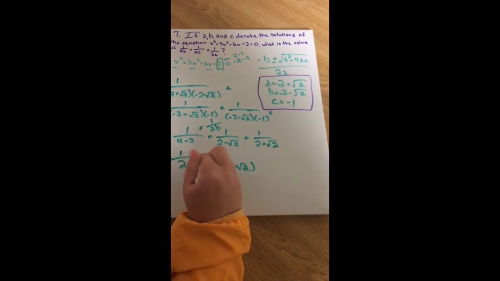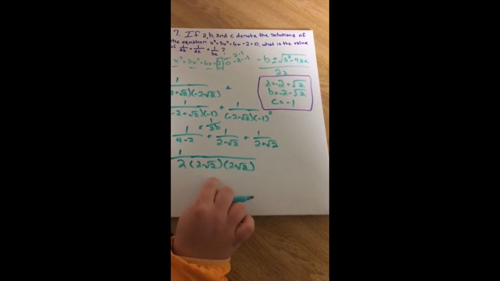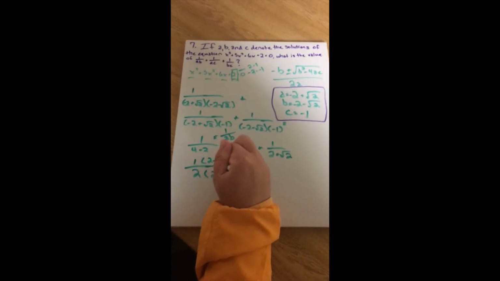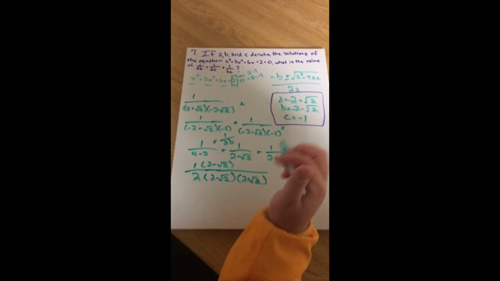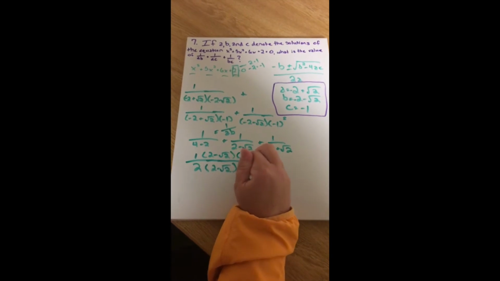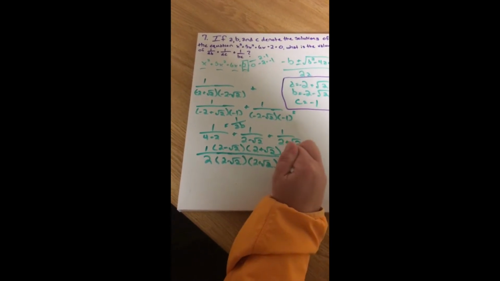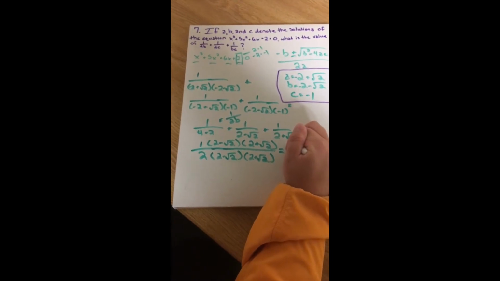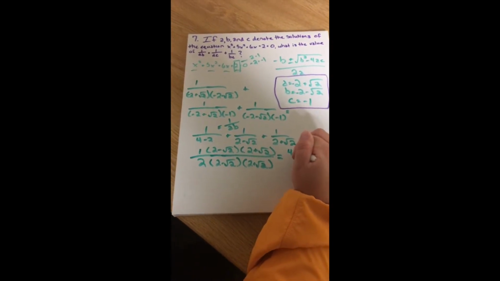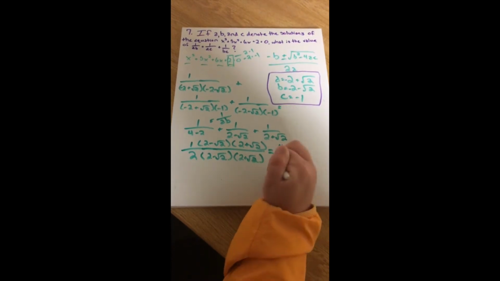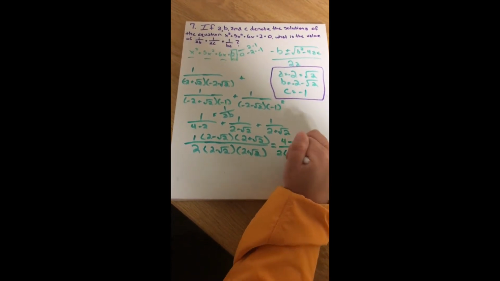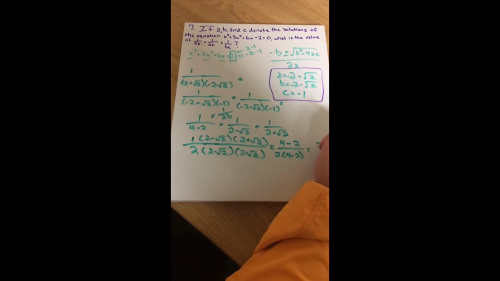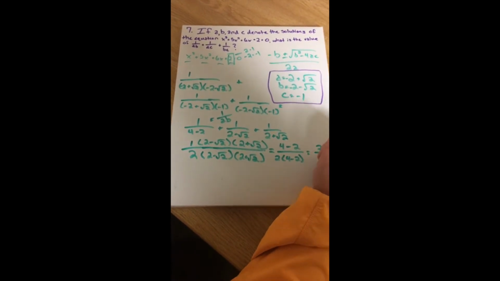Now, what you have to remember is that whatever you multiply the bottom by, you must multiply the top by. So since we multiplied by 2 minus root 2 and 2 plus root 2 on the denominator, you must do that on the top. So this simplifies to 4 minus 2 over 2 times 4 minus 2, which equals 2 over 4.